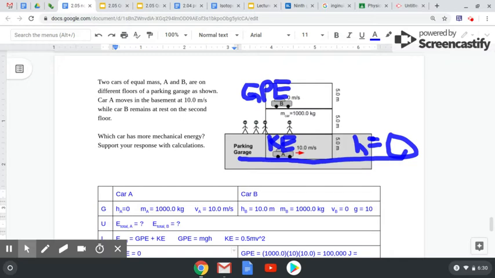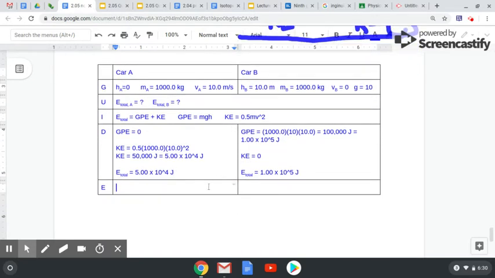So we should have that car B has more E total than car A. If you think about it, over here we took that same mass and multiplied it by 100, and then we took half of that. Over here, we took the same mass we used before and multiplied it by 100, but we didn't take half of it because it just so happened that the height was equal to G. So we multiplied by the same 100 that we multiplied with over here.